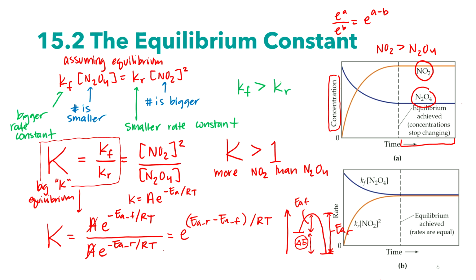Before we didn't care about it. When we were doing kinetics, we just said, how fast can I get over this barrier? Now the thing that determines big K is delta E. That's going to be the primary feature, that e to the delta E divided by RT.